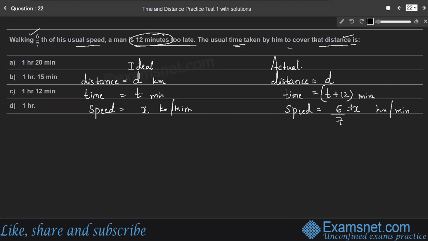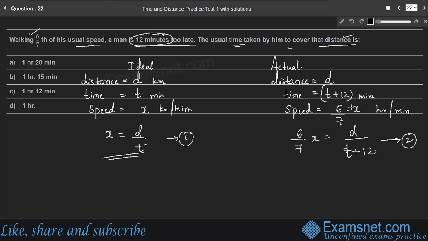This is the ideal case. In the ideal case, speed is x, which is equal to distance by time, d by t. In the actual case, it is 6 by 7th of x, which is equal to distance by time, d by t plus 12. So here, substitute the value of x in this equation. We'll call this equation 2 and the other equation 1.